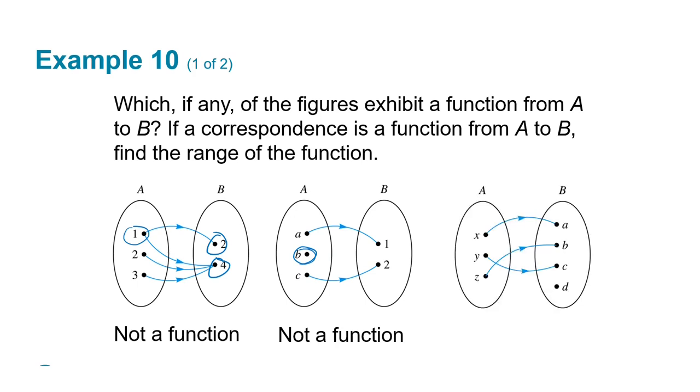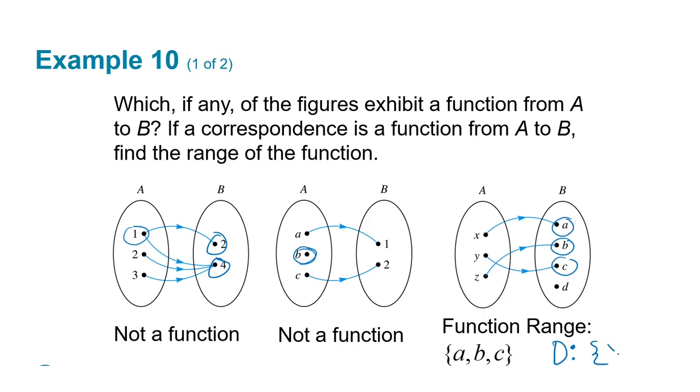In the next graph, X gets sent to A, Y gets sent to C, and Z gets sent to B. For each input, there's exactly one output, so this is a function. And the range of this function is A, B, C only. For each input, the only outputs are A, B, and C, so the range would be A, B, and C. The domain would be the inputs X, Y, and Z.